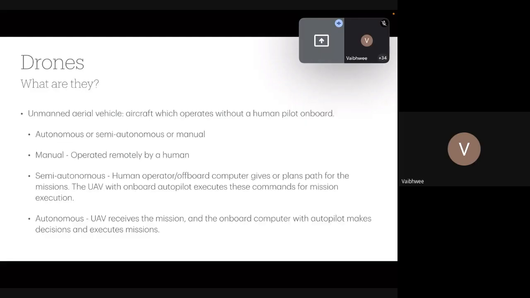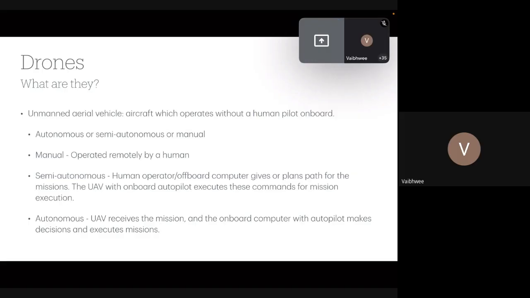Okay, so the first thing that we usually ask is, what are drones? These are primarily used in conjunction with unmanned aerial vehicles. Now, as the name suggests, it is an unmanned vehicle, which means there is no onboard human who is piloting the vehicle, and it's an aerial vehicle, which means it can hover or it can fly. It depends on the type of the vehicle that we are having.